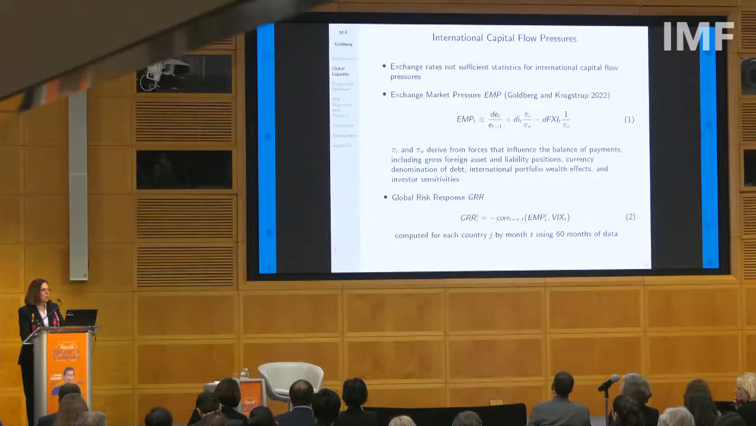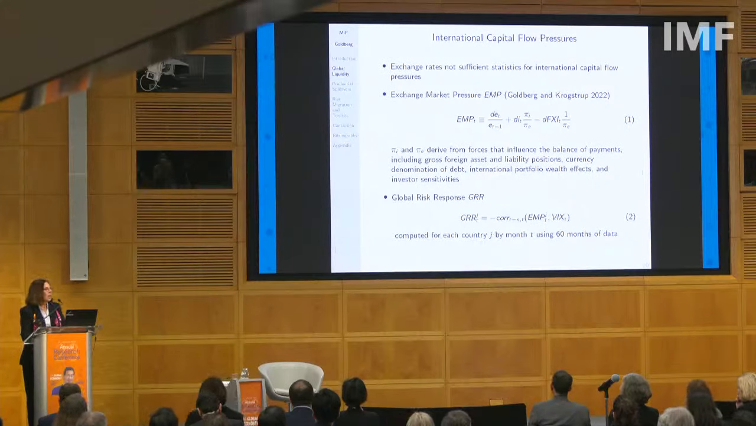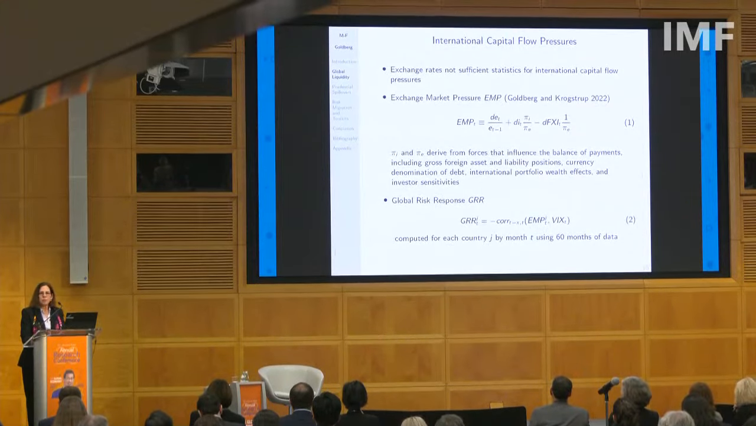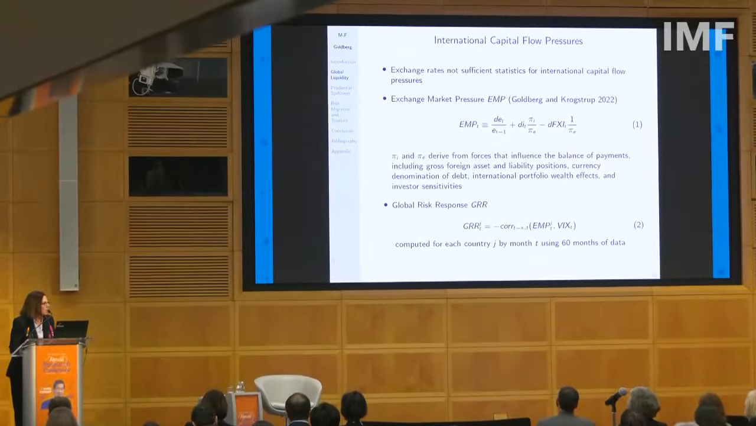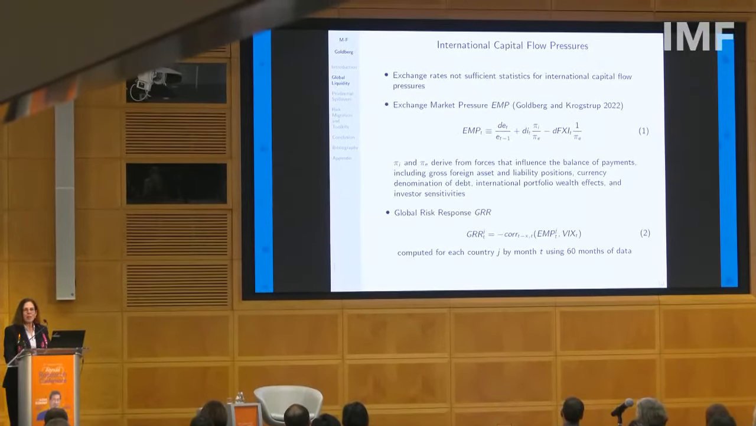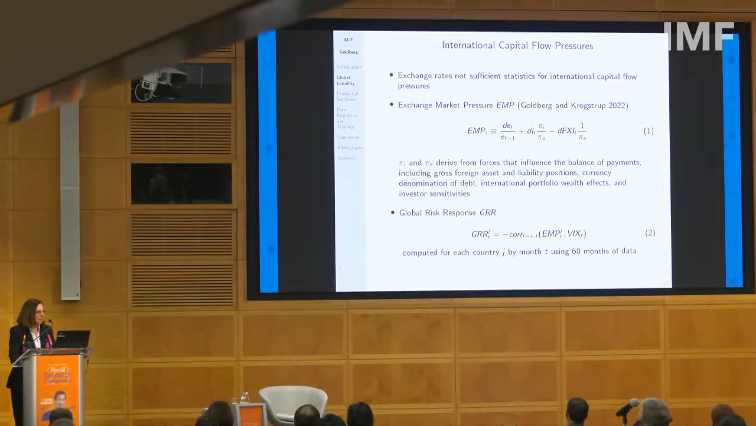The new Exchange Market Pressure Index from Sina Krogstrup and me includes the actual rate of currency depreciation or appreciation that occurs, along with contributions of both foreign exchange intervention conducted and monetary policy changes through interest rates. So these are added up. But FXI, foreign exchange intervention, is a quantity, for example, billions of euros or US dollars, while currency depreciation is a rate. So how can you add a quantity and a rate?